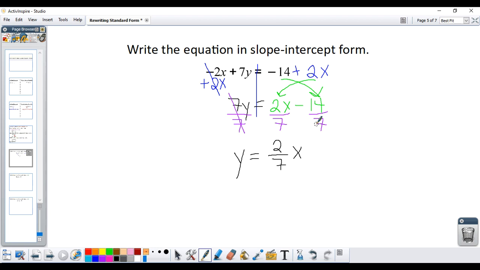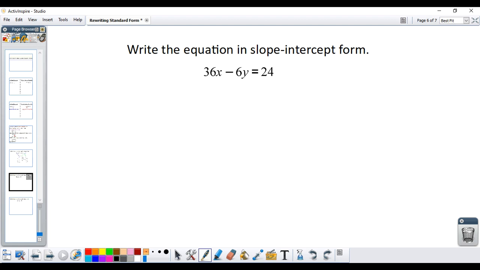And then the second part I can treat as division. So I can do 14/7 is like 14 divided by 7. First, a negative divided by a positive is a negative, and then 14 divided by 7 is 2. So this would be my answer, or this would be my same equation as I started with, just written in slope-intercept form. So let's try another one.